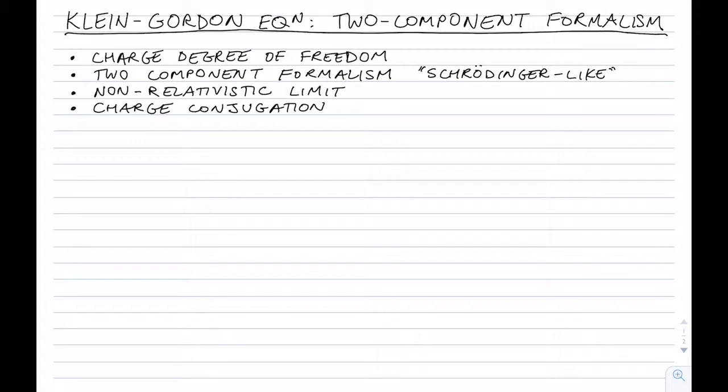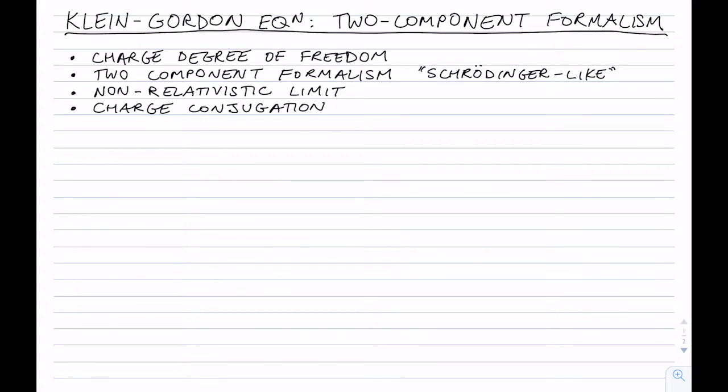And we're going to look at the non-relativistic limit of the Klein-Gordon equation in that two-component formalism. And then we're going to discuss charge conjugation, which brings us around back to the charge degree of freedom again. So it might take a little while, so let's get started.